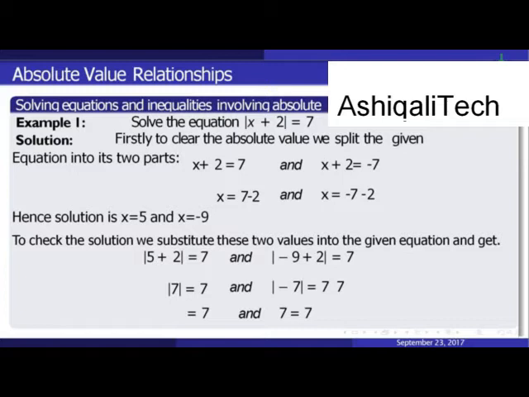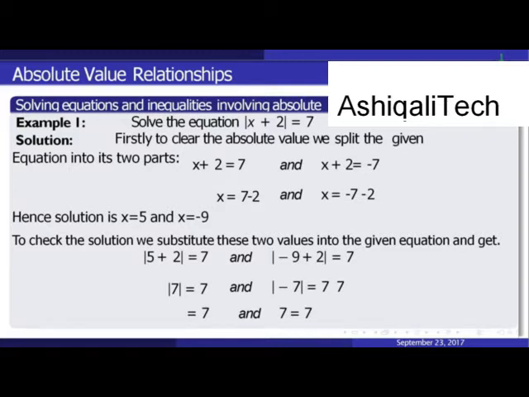Okay, first of all, we have to split the absolute value into two parts. That is, we write x + 2 is equal to 7 and x + 2 is equal to minus 7. In the next step, we get x is equal to 7 minus 2 and x is equal to minus 7 minus 2. So hence solution is x is equal to 5 and x is equal to minus 9.